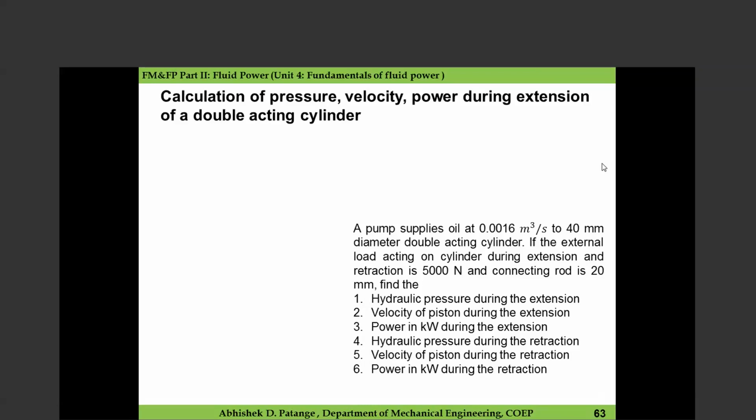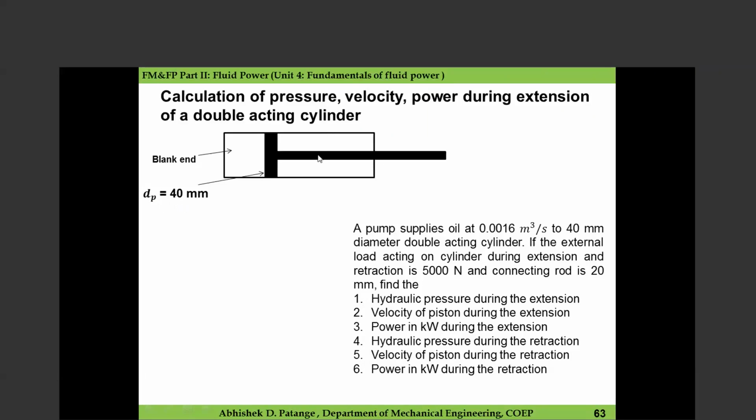So now let us try to draw the simple circuit which we have studied in the previous lectures. So this is hydraulic cylinder. This is the piston. This piston divides the cylinder into two parts. This is called as blank end, which has 40 diameter. So basically it is diameter of piston. Then we have a connecting rod. Now since in this particular end there is the connecting rod, it is called as rod end. Its diameter is given as 20.